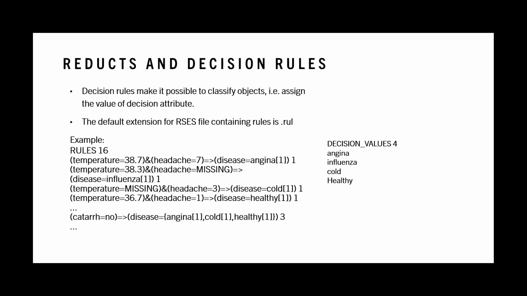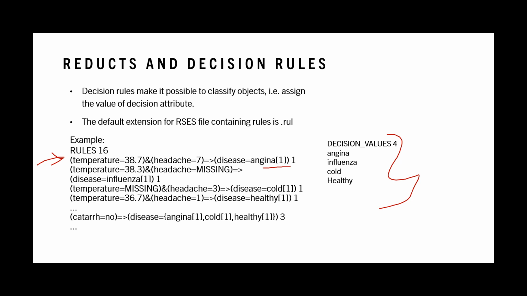All these decision values are determined by the conditional probability of the rules, very similar to if-then cases. So the first rule says that if there is a patient who has a temperature of 38.7, that's a mild fever, and a headache of 7, it would determine that the sickness is identified as angina, and that there is only one case that supports this rule. The support is usually shown in the square brackets.